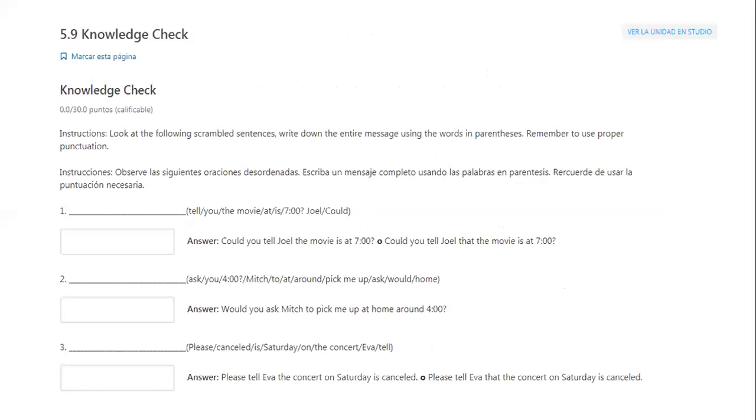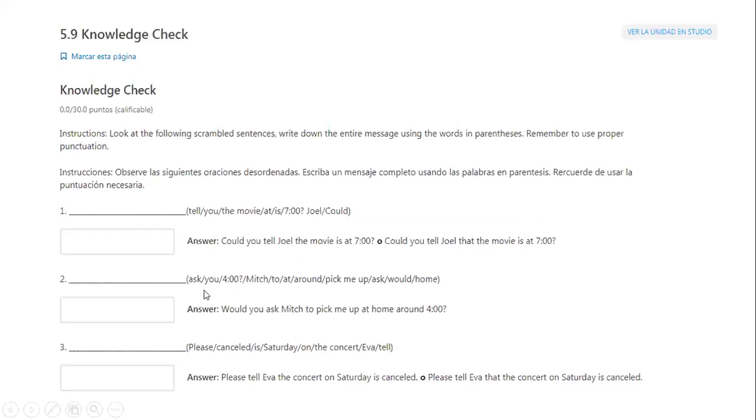Now, number nine, the knowledge check says, look at the following scrambled sentences and write down the entire message using the words in parentheses. Remember to use proper punctuation. Number one, tell you the movie it's at 7, Joel, could. So the right way is, could you tell Joel the movie it's at 7? Or could you tell Joel that the movie is at 7? Vean, aquí estamos utilizando el that. ¿Recuerdan? ¿Sí? Entonces es decirle, es transmitir el mensaje a Joel. Could you tell Joel that the movie is at 7?